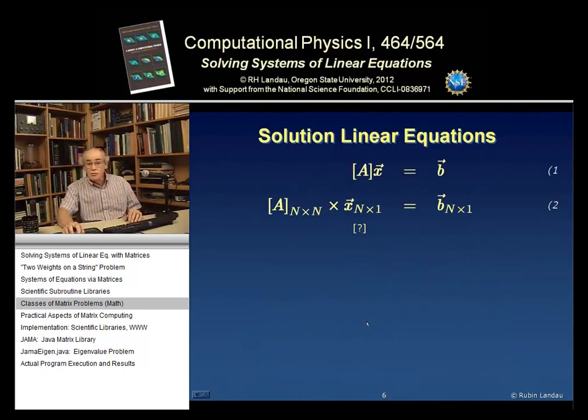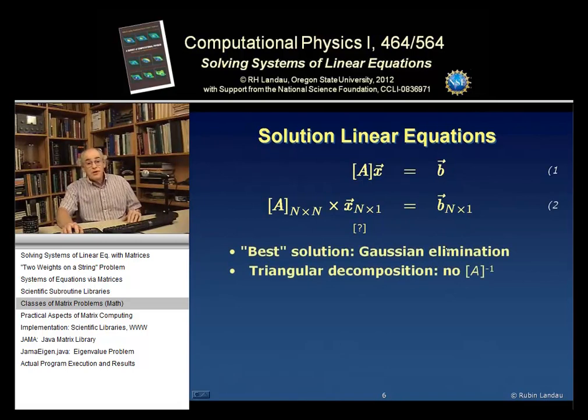So now let's look at slide 6. So slide 6 is again how we solve for linear equations. What we have on slide 6 is just a repeat of what we've seen before. Equation 1 is our basic equation. Equation 2 is written in more specific matrix form. Many of the textbooks will leave out the vectors, just use bold. Okay. No question, the best way to solve this system of linear equations is a technique known as Gaussian elimination.